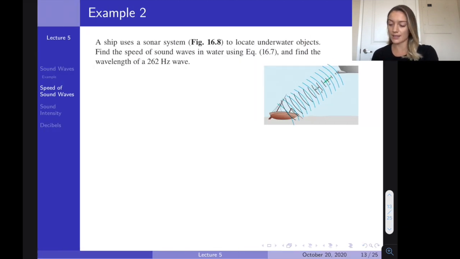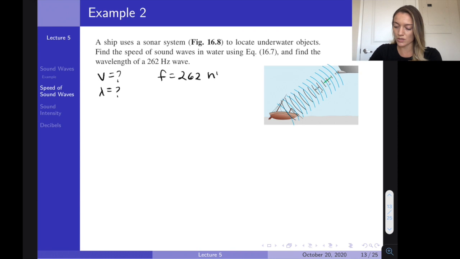All right, so let's do another example here. We have a ship that uses a sonar system to locate underwater objects. Find the speed of sound waves in water, and find the wavelength of a 262 hertz wave. I'm sure you've all heard of sonar before. It just means that we're sending a sound wave somewhere, in this case to the bottom of the ocean. The sound wave bounces off an object, and the transmitter and receiver can measure how long it took for the sound wave to come back, and they can discern a shape out of that. So here we want to know the velocity and the wavelength, and we're given the frequency is 262 hertz.